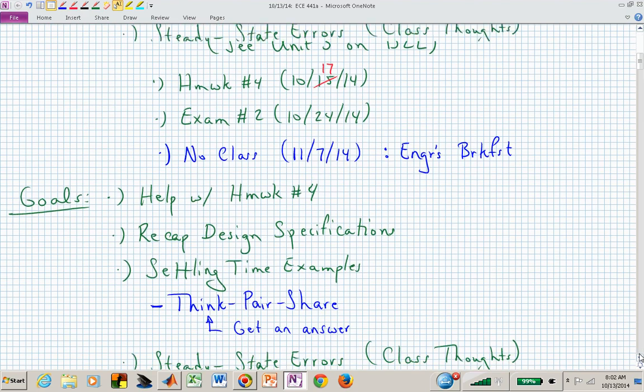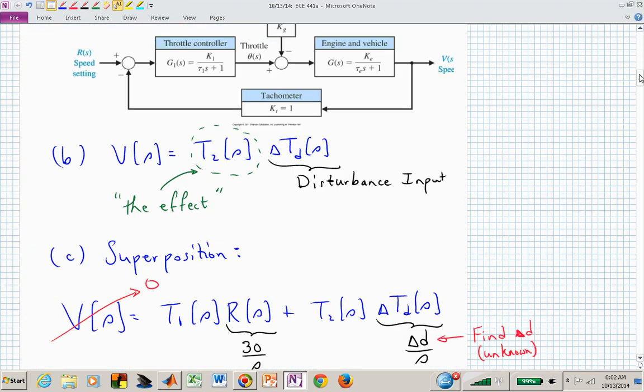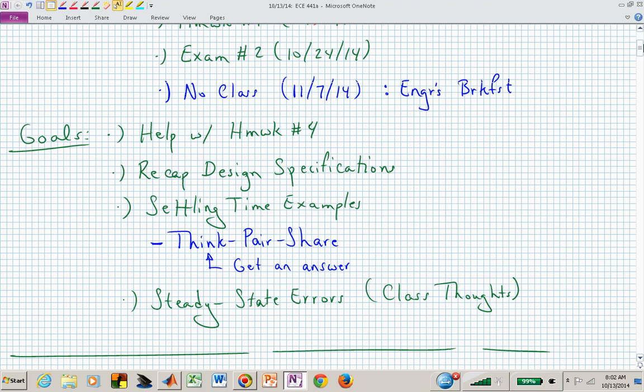What we want to do today is not go quite so fast, and get into helping you understand homework number 4. We will recap some design specifications, then we will get into some examples on settling time. You can now take those design specifications both ways.